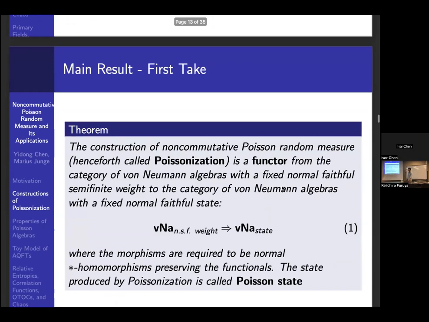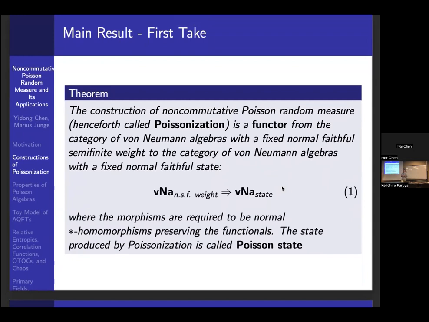Okay. Well, this huge paragraph of words, which I called a theorem, is just a summary of what Poissonization is before we launch into what it actually does. I'll just give you an outline. Poissonization is a functor, just like the Gaussian functor. But now we start with the category of noncommutative algebras with a fixed normal semi-finite weight. You don't have to worry, it's words. Well, von Neumann algebras, I hope you all have an idea what they are, and weights are unbounded linear functionals with nice properties.